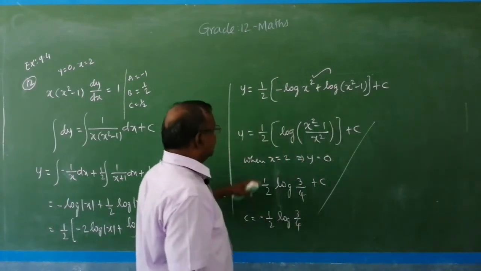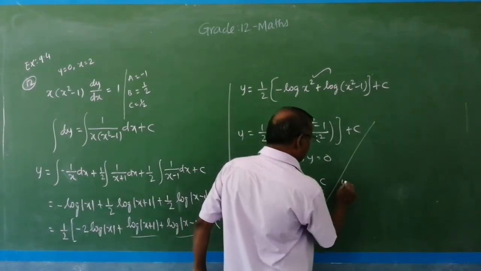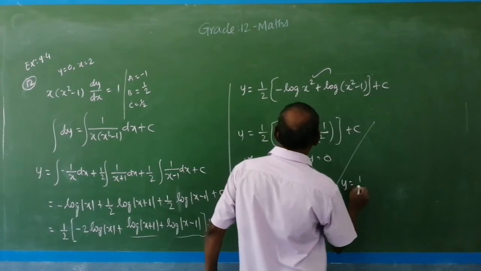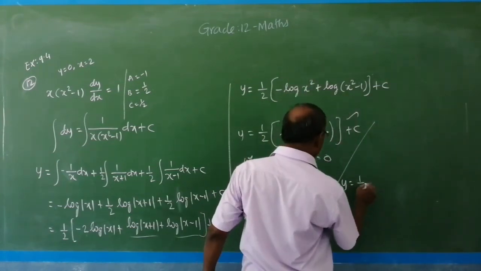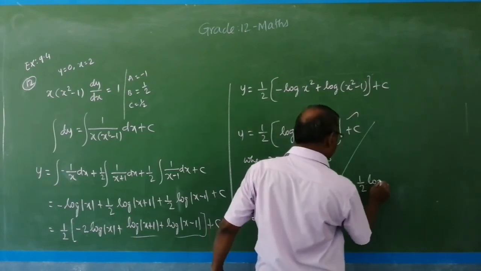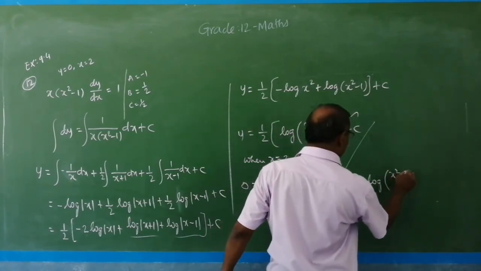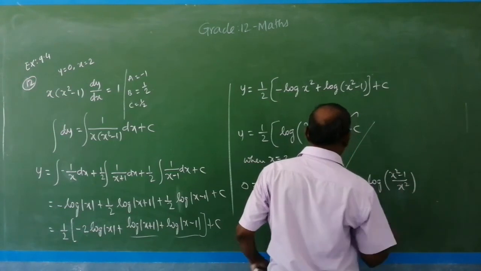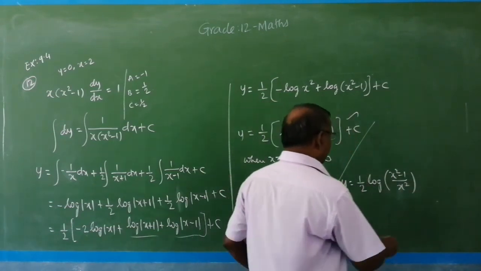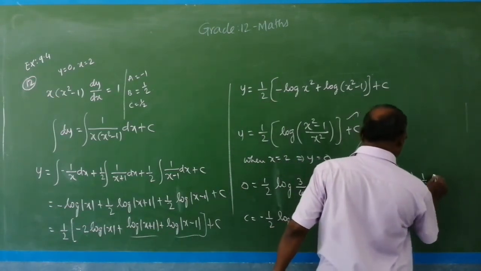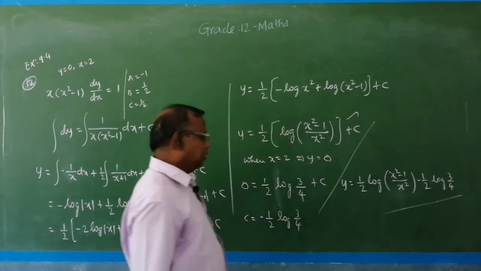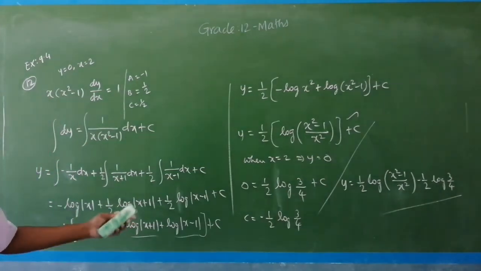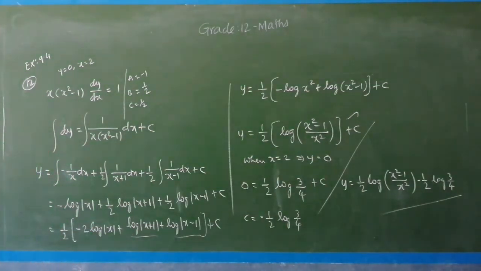We can substitute the value of c in the general solution. So y equal to 1 by 2 into log of x square minus 1 by x square, and instead of plus c we put minus 1 by 2 into log of 3 by 4. So this is the required particular solution for the given differential equation.